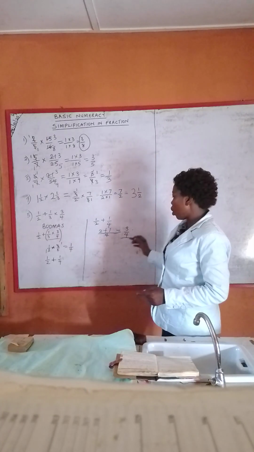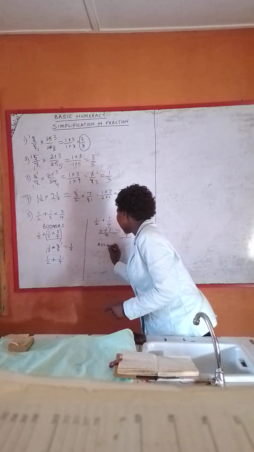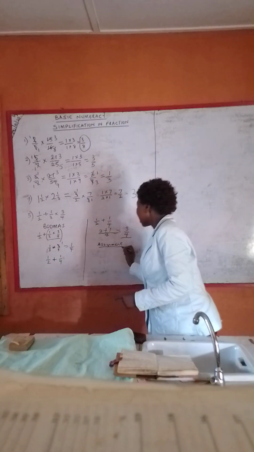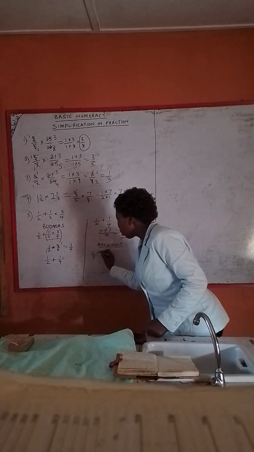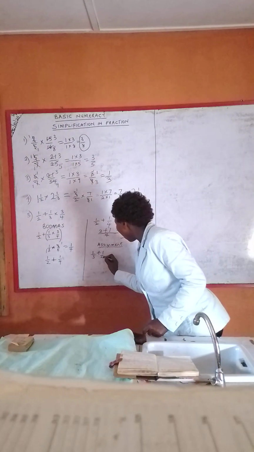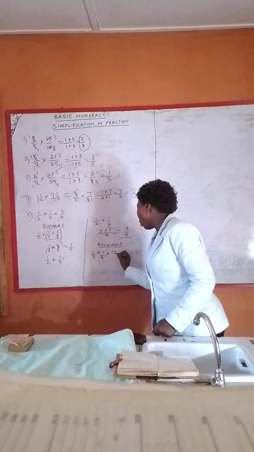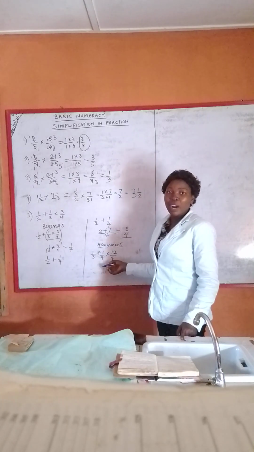Now let me give you this one to do. This will be an assignment. Do it and send your results. Send your answer across to me: 1 over 3 plus 1 over 4 multiplied by 12 over 4. What will your answer be? Send it across to me.